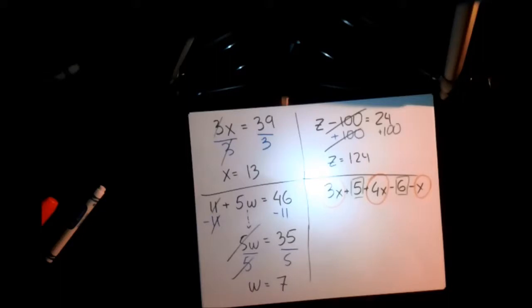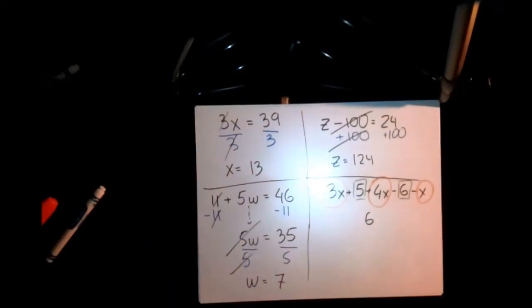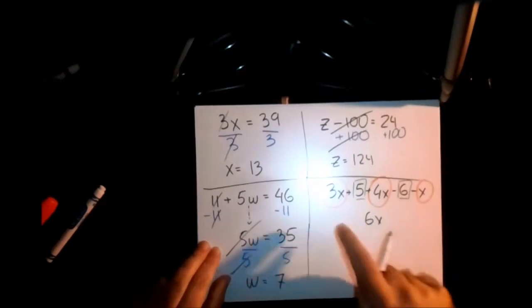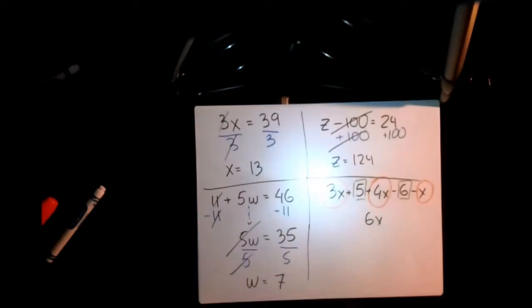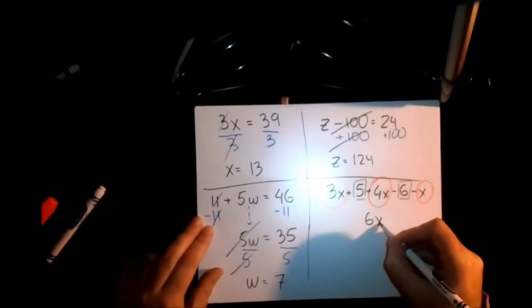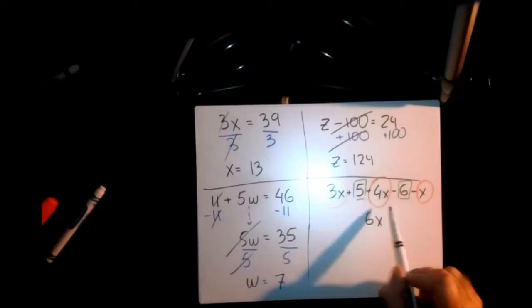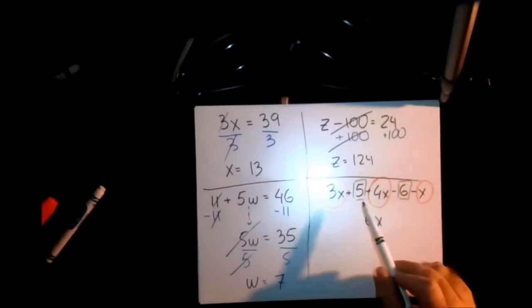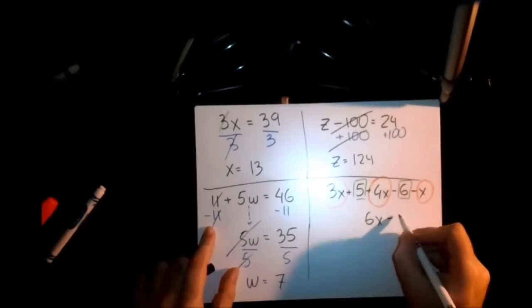3x plus 4x, what is that? 7x, right? You have 3 x's, you add 4 x's to them, you get 7x. 7x, take away an x, you get 6x. Three x plus 4x is 7x, take away an x, 6x. Hopefully that's not a problem right now, everyone is okay with that. And then with the constants, 5 minus 6. It's going to be a -1, so -1.